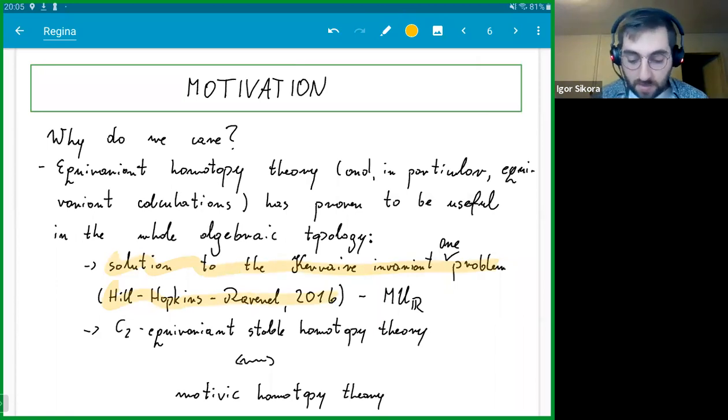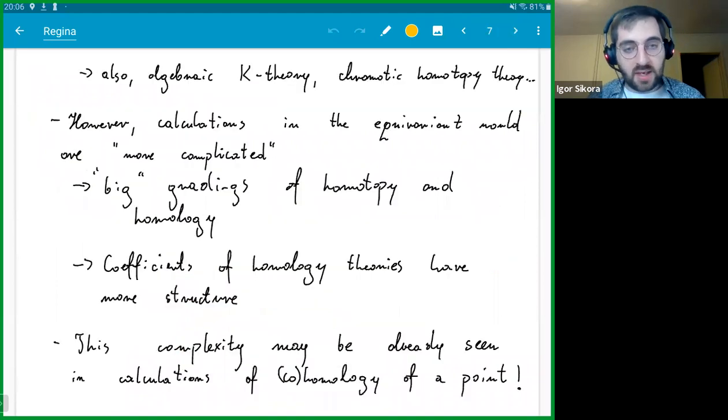Another application of C2 equivariant stable homotopy theory is via the realization functor. It is connected to motivic homotopy theory, so there is a close connection between these two areas. Also, we have some applications in algebraic K-theory, chromatic homotopy theory, and other areas of algebraic topology.